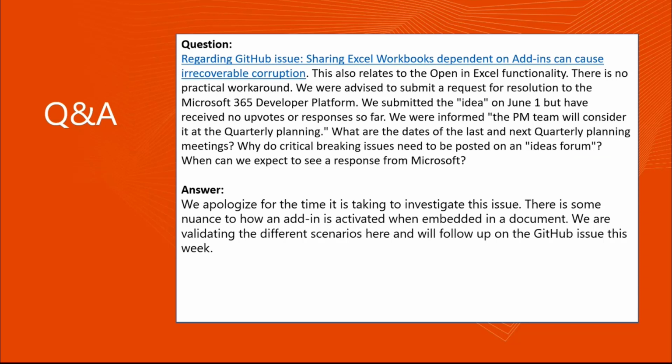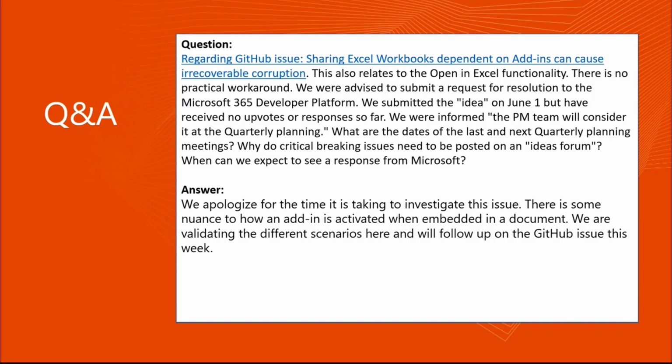And then regarding the GitHub issue, there's this GitHub issue about sharing Excel workbooks depending on add-ins can cause irrecoverable corruption. This also relates to Open Excel functionality. There's no workaround. So basically what's happening is if you create an Excel spreadsheet and you embed your add-in into it, and then that's sent to a user who doesn't have that add-in installed, they're not getting prompted to install the add-in. And then they could go through the spreadsheet and potentially corrupt things because the add-in isn't involved in the data handling, like custom functions, for example.